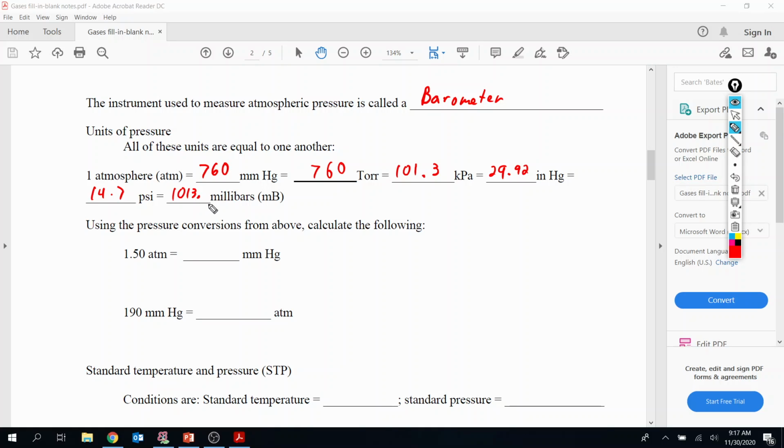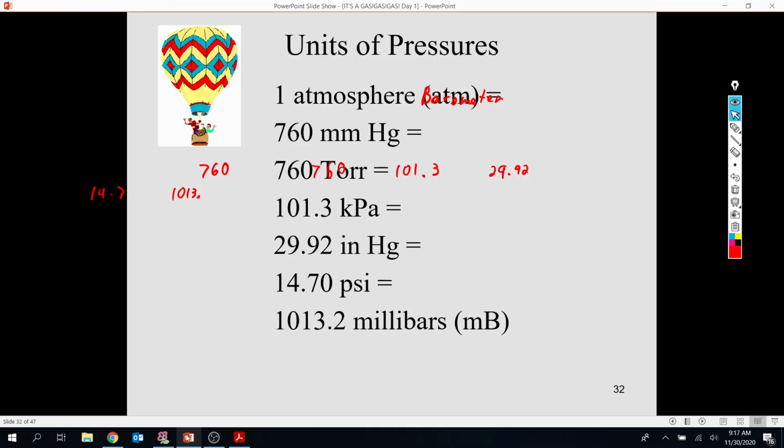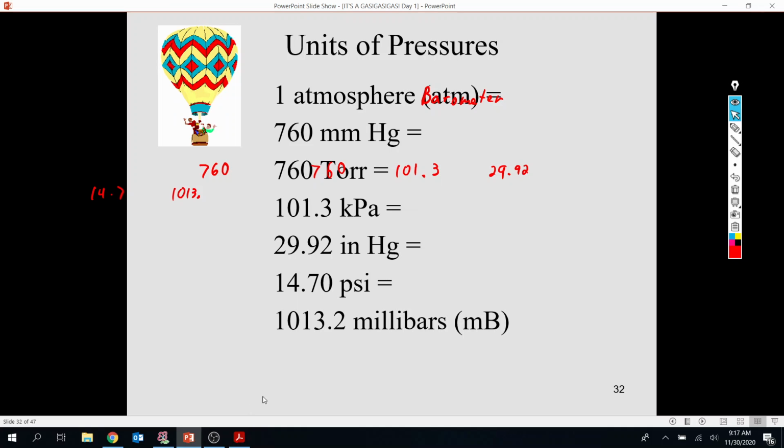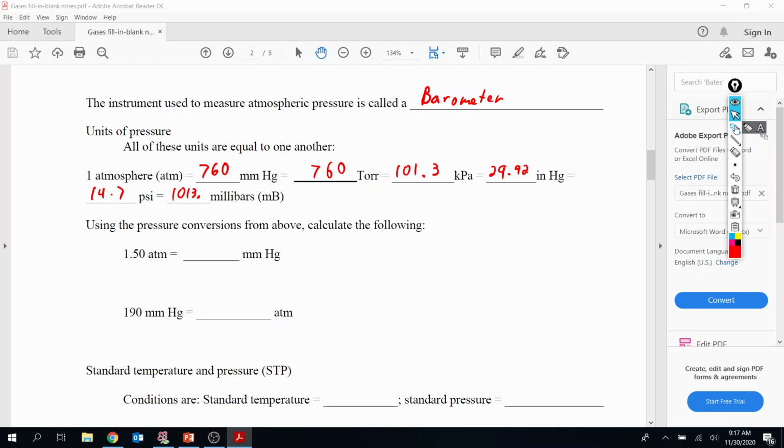1013 point something. Let's go back and check really quickly. 1013.2, and sure enough, that's 29.92. So let's go back and fill that in. 1013.2, sure enough. All right, I'm going to pause the video here for just a moment, let you write those things in, and then we're going to do a couple of conversions and continue our discussions. All right, thank you so much.